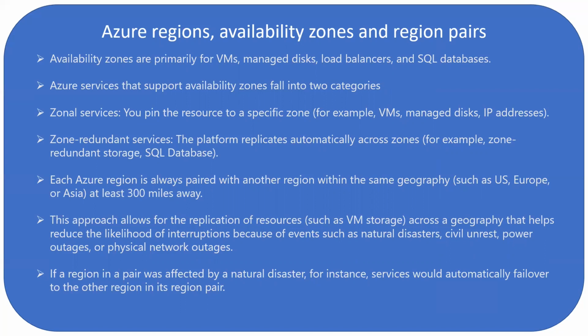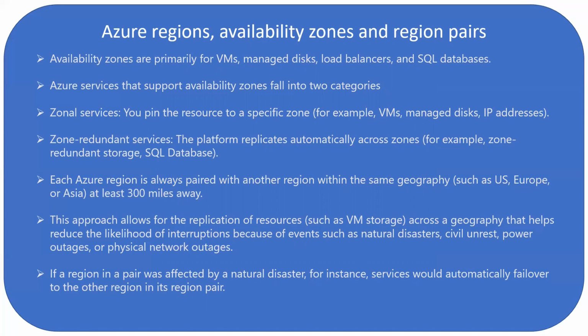Azure services that support availability zones fall into 2 categories. There are zonal services, which means you can pinpoint and say, I want to create this resource in this particular zone. It could be a VM, a managed disk or an IP address. Then there are zone redundant services, which means that the platform will automatically replicate those services across zones. Say you are creating zone redundant storage, which means your storage will automatically be replicated across different availability zones in the same region.